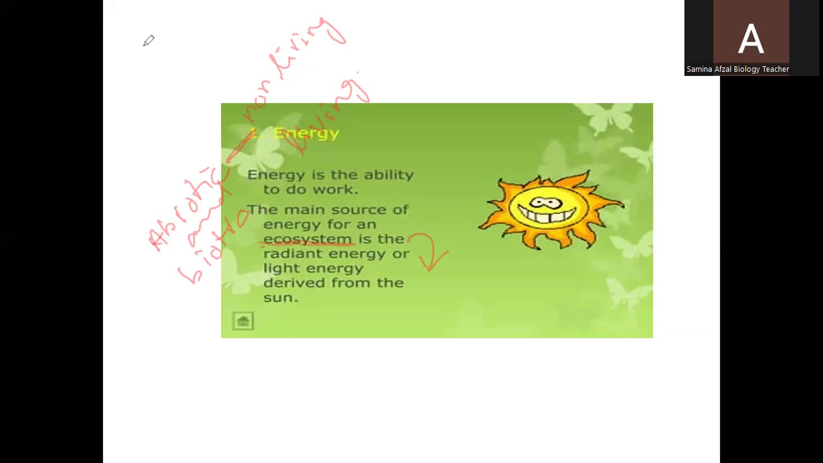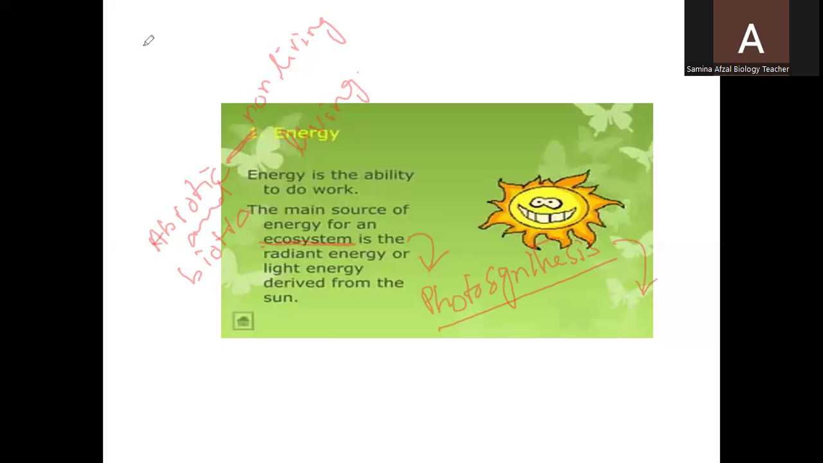that sun energy in the chloroplast by the chlorophyll, which is present in the chloroplast, and the chlorophyll absorbs the sunlight for the process of photosynthesis. So photosynthesis is a process by which energy is manufactured by the plants. That energy is transferred from the plants to the other organisms which depend on plants for their food.